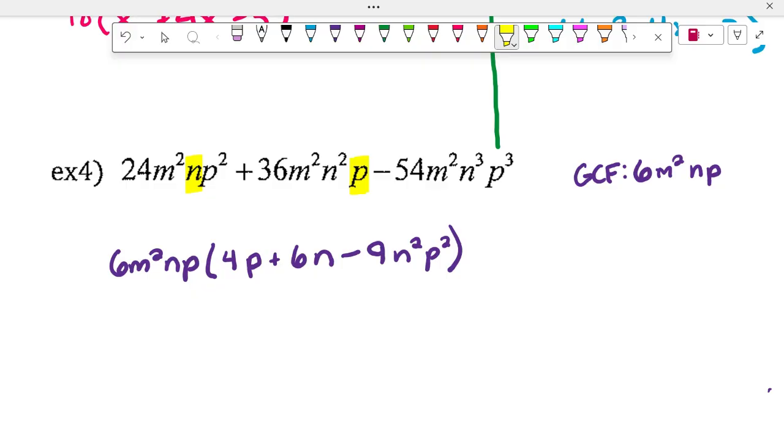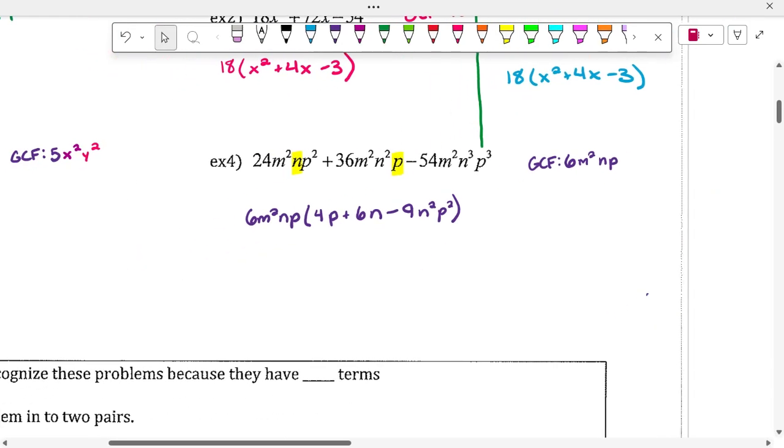Now, if at least one term does not have a letter, so let's say, for example, the last term didn't have a P, then P would not be part of your GCF. All right. Any questions?